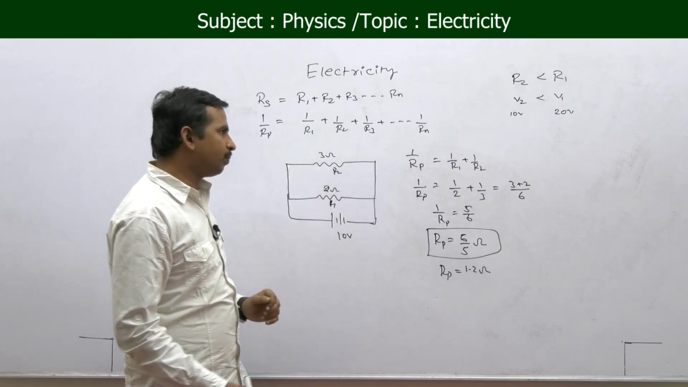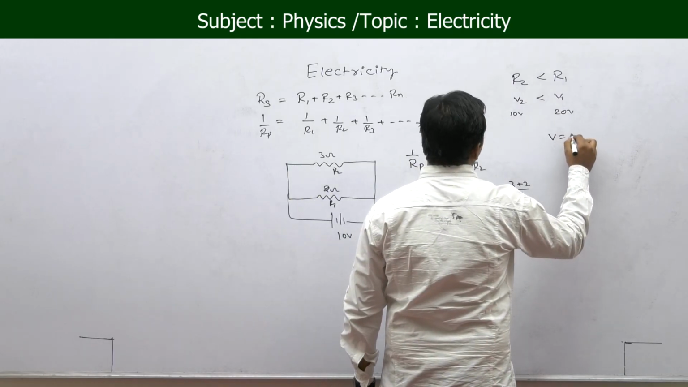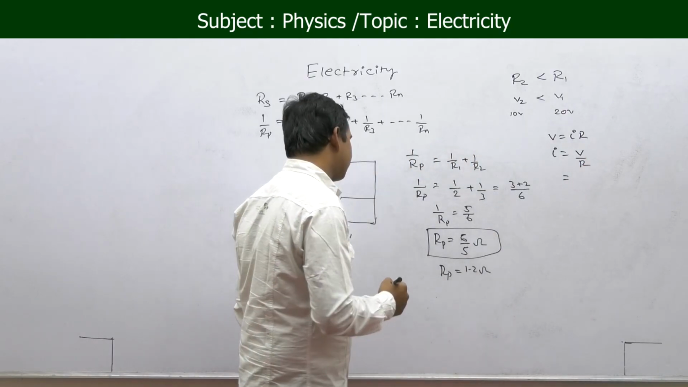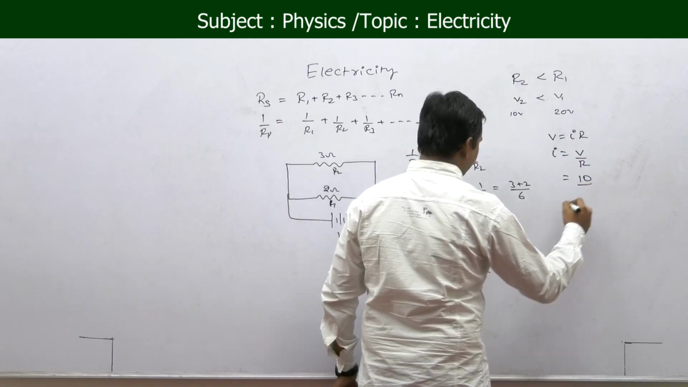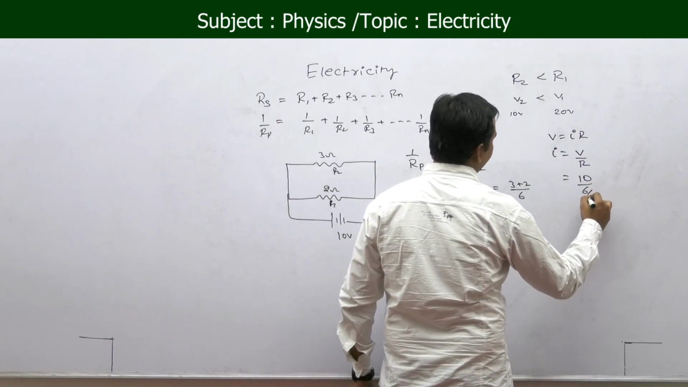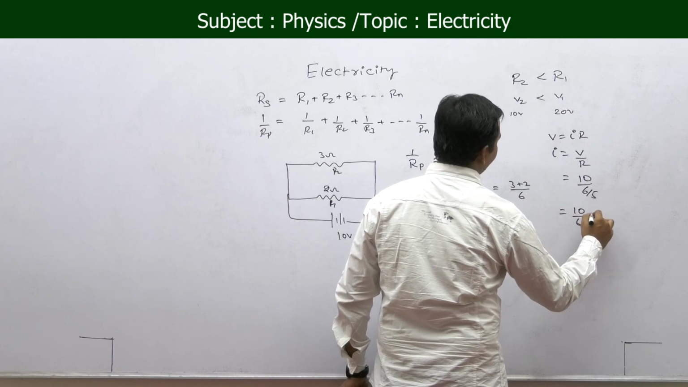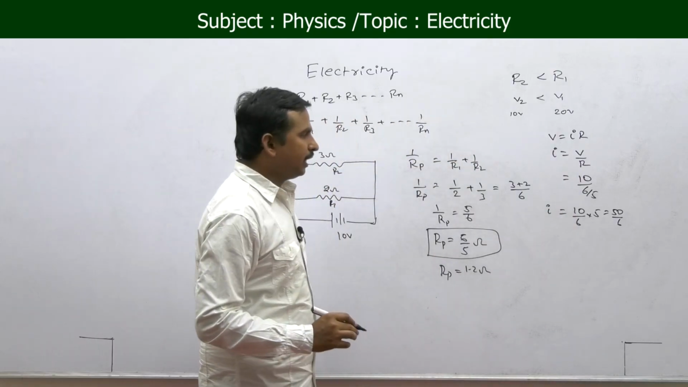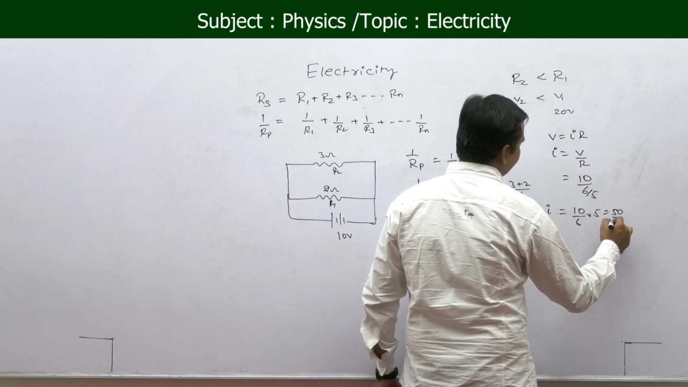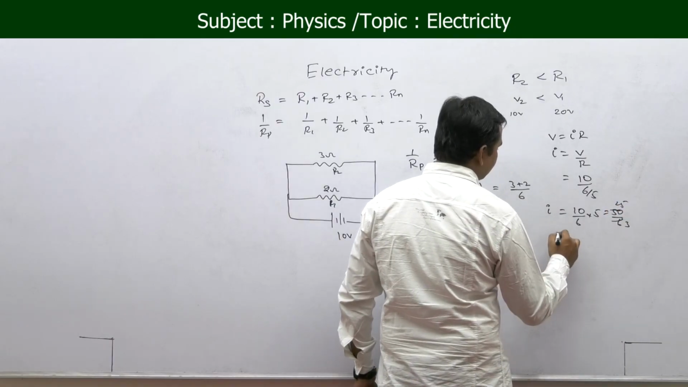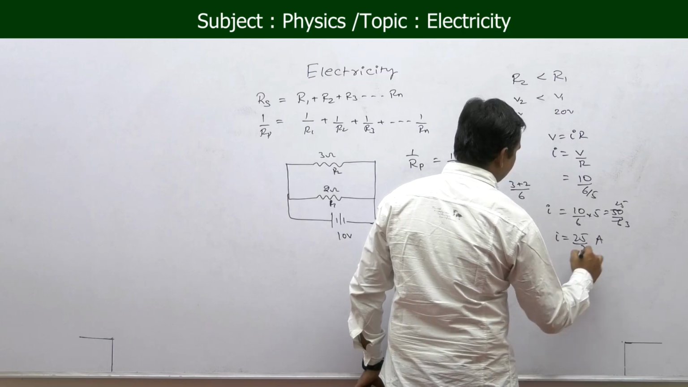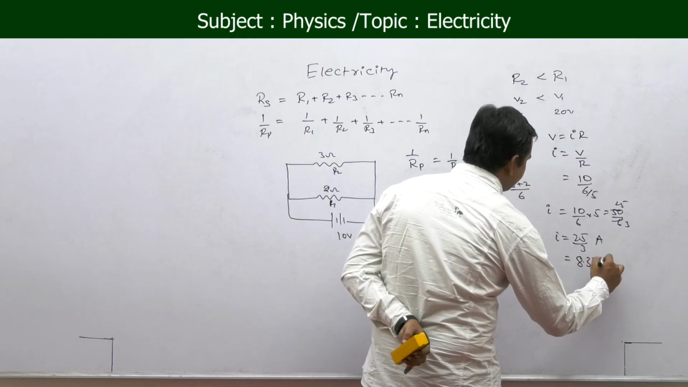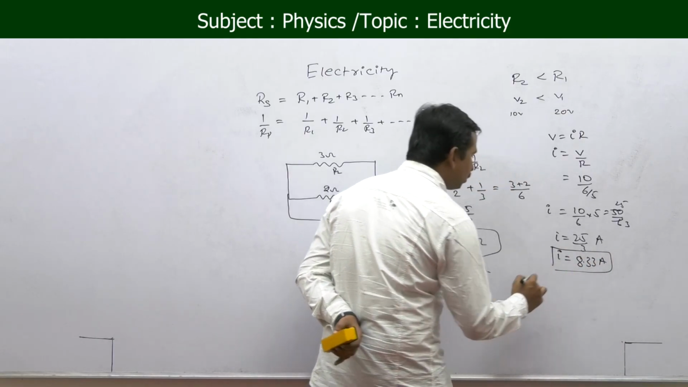Now, to find the total current passing through the resistance, as V is equal to IR, I is equal to V by R. The voltage given here is 10, and we got the resistance as 6 by 5, so it becomes 10 by 6 into 5, which is 50 by 6. This is the I value. The current 50 by 6 is 25 by 3 amperes, which is around 8.33 amperes. This is the total current here.